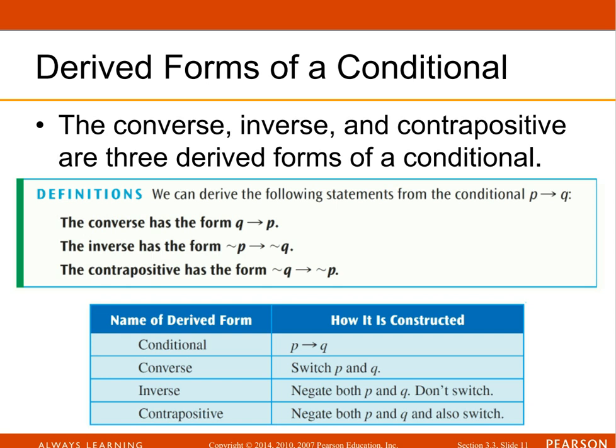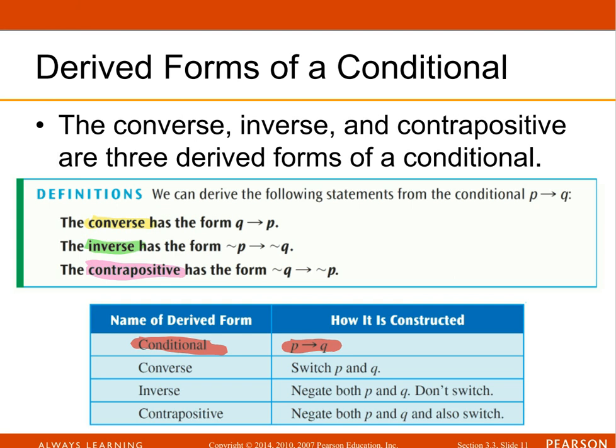Okay, there are some derived forms of the conditional, and they are called the converse, the inverse, and the contrapositive. Now, they all are based on the original. Your basic conditional equation is always if P, then Q.